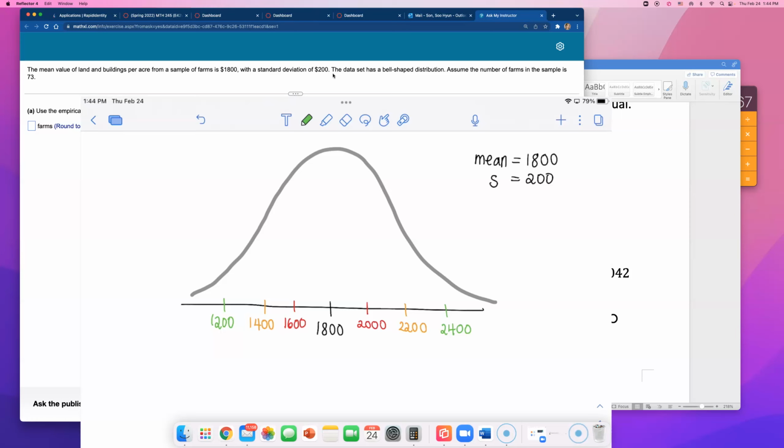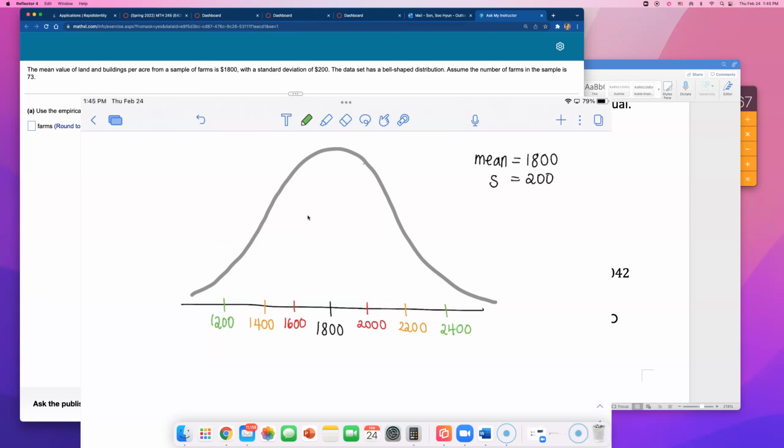Okay. Now what do they want? The data set has a bell-shaped distribution. Assume the number of farms in the sample is 73. So under this gray curve, there are 73 farms. But you remember the empirical rule, okay?